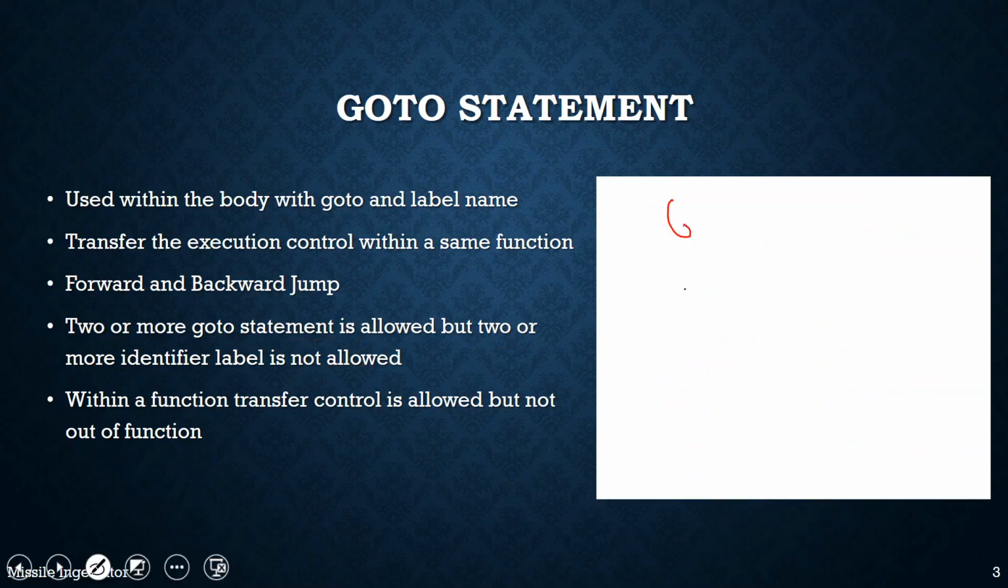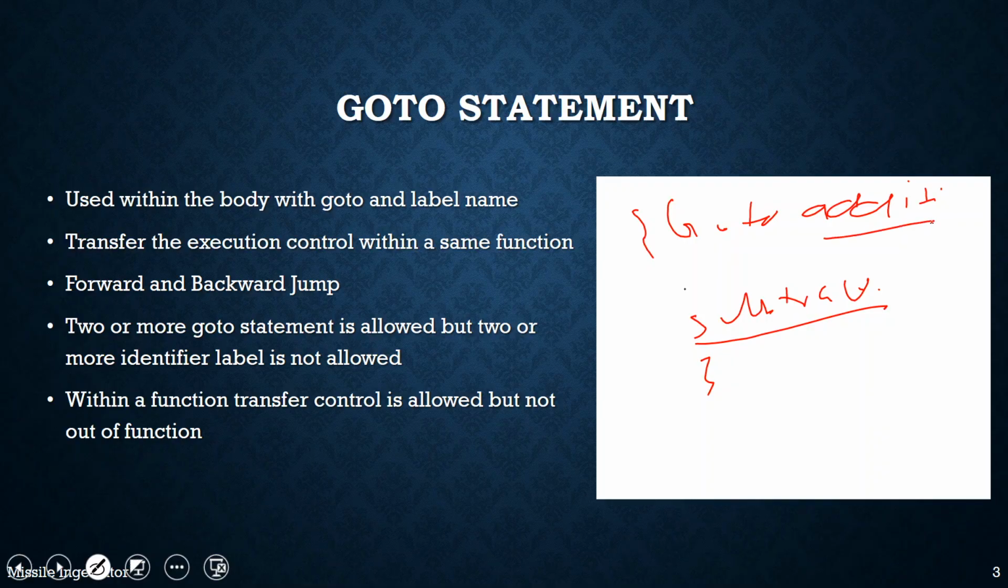Suppose you are telling goto addition. It checks for addition, but addition is not there inside the function; inside it there is only subtraction. So it won't take care of subtraction, as it checks for the addition. If you try to access this addition label inside another function, then it will not have control over the other function. So a goto statement has control only within the function. Within the function the transfer of control is allowed, but not outside the function.